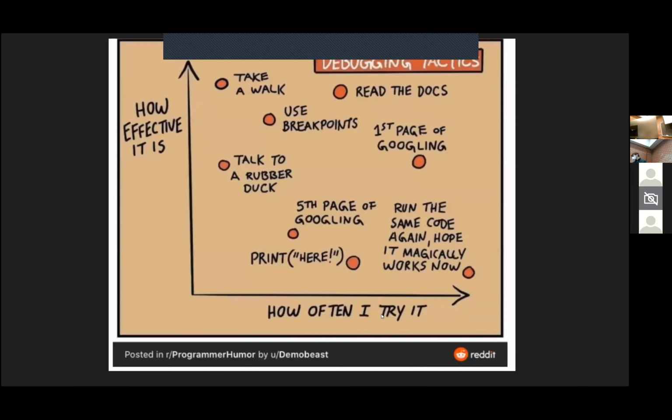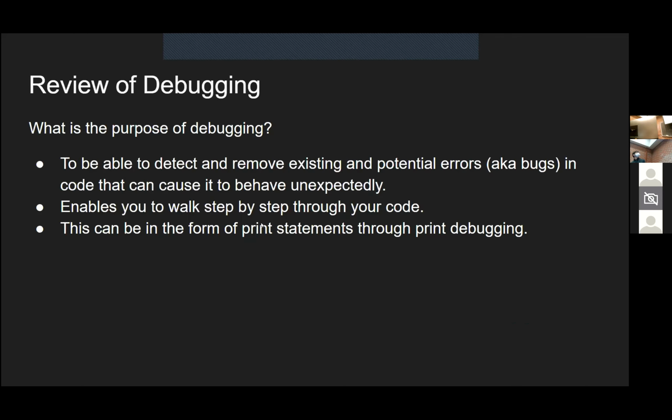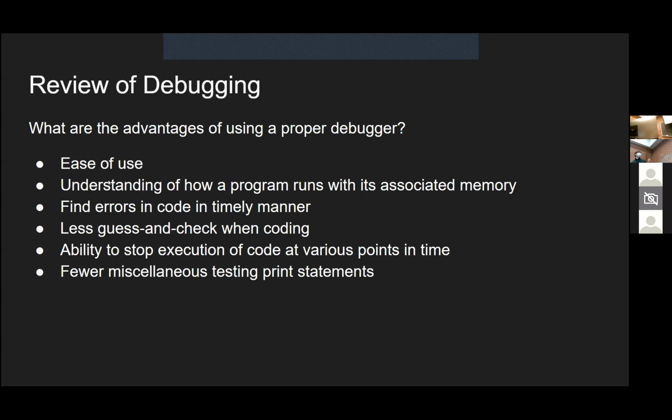Debugging review. I think we're not going to have time for the catch 2 stuff, but I'll just talk about debugging really quickly. The purpose of debugging, as you guys may know, is to detect and remove existing errors. So if you have errors, it helps you catch them, and allows you to walk through step by step. This is helpful because Visual Studio has some really nice debugging tools, so it's easy to use. It allows you to see how a program runs, and let's get started.